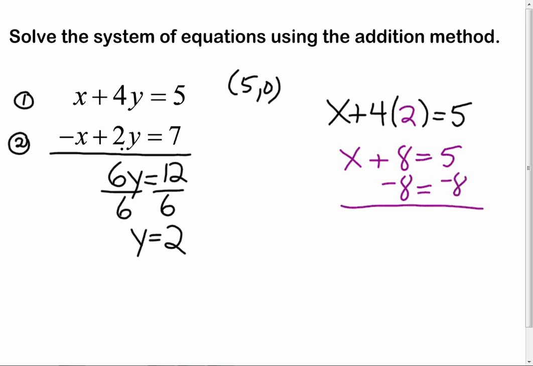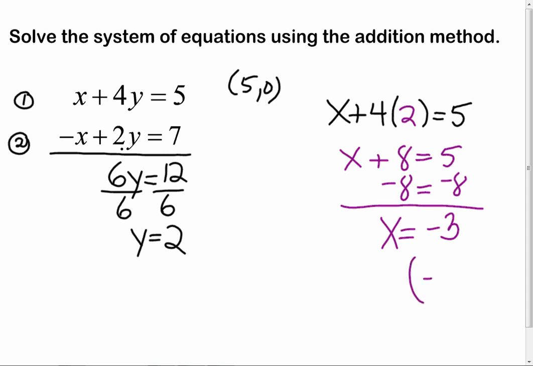Could you just think about what number makes that true? Some of you, that answer is yes. So x equals, what's 5 take away 8? Negative 3. Is that true? Is negative 3 plus 8 equal to 5? Yeah. You can always check. So you really do know.